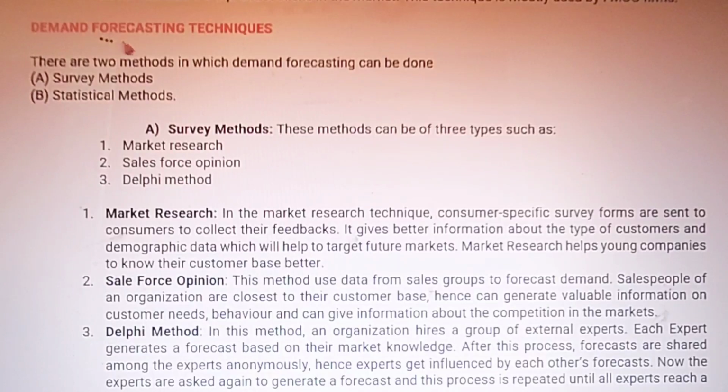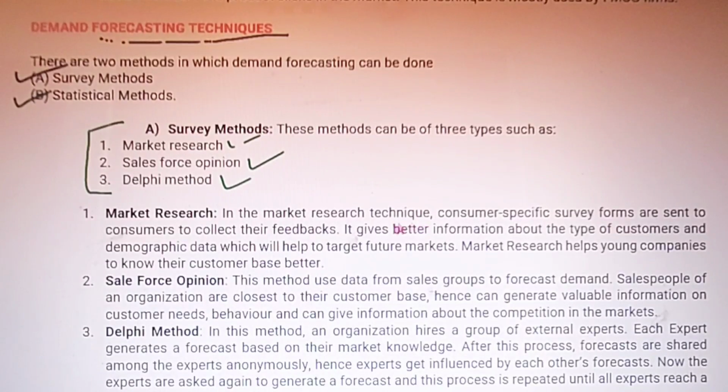Okay, the next one is demand forecasting techniques. How can a company forecast the demand? What are the different methods that are used? Basically two methods. First one, survey method, and the other is statistical method. Now again, survey method can be of three types, right? The first one is market research, second one sales force opinion, and third one Delphi method. This particular question also strikes in the exams, so be very particular and revise these questions properly.